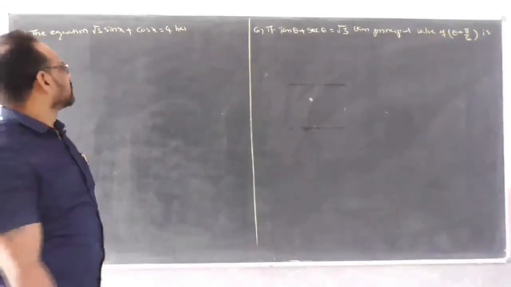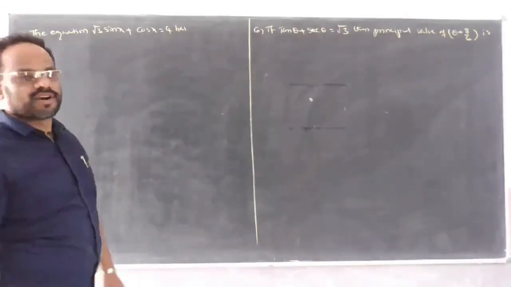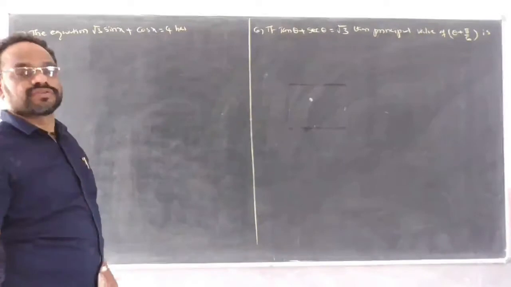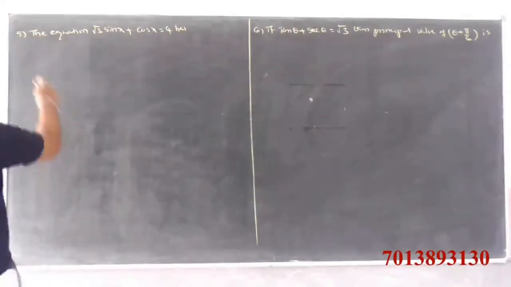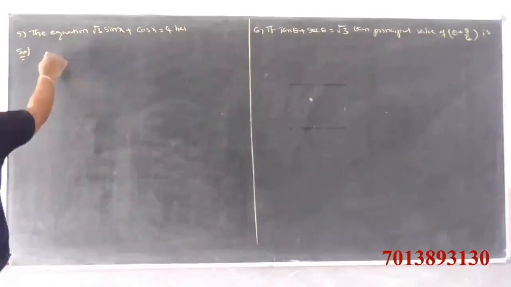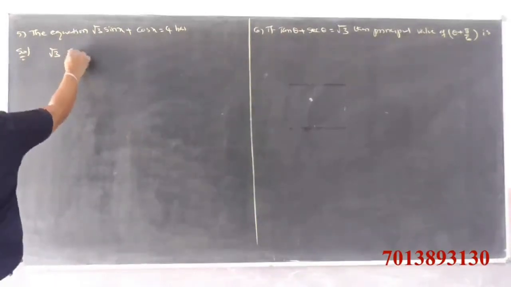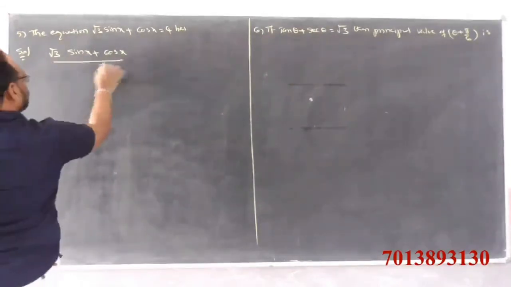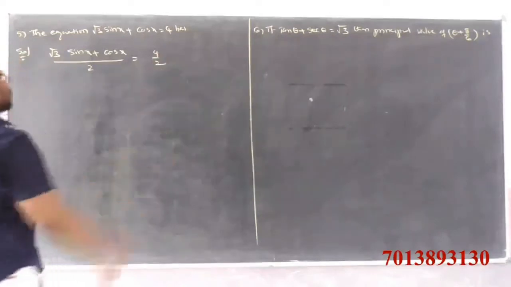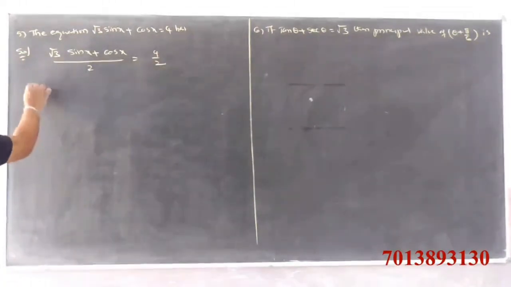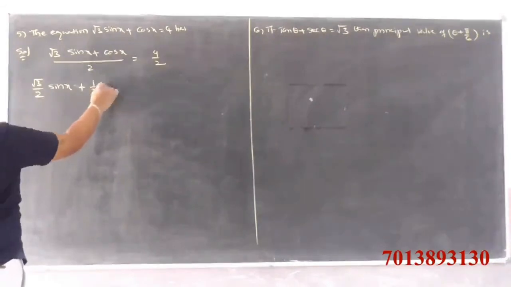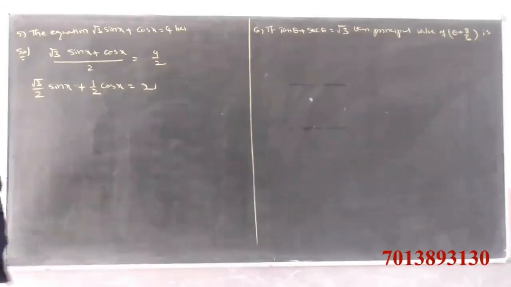The equation square root of 3 into sin x plus cos x is equal to 4 has how many solutions? One solution, two solutions, no solution? Let us discuss. Observe here. Given square root of 3 into sin x plus cos x is equal to 4. Dividing both sides by 2, we get: separating the denominator, square root of 3 by 2 into sin x plus 1 by 2 into cos x is equal to 4 by 2.